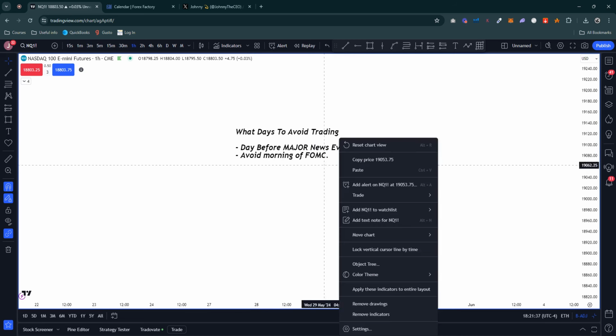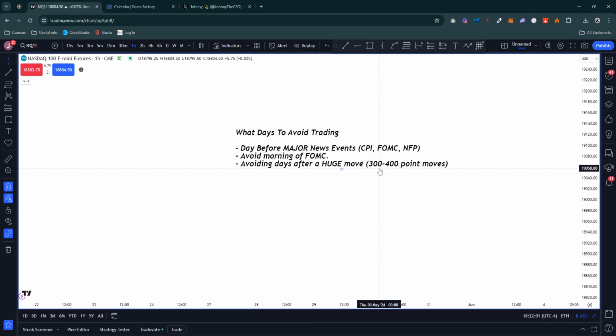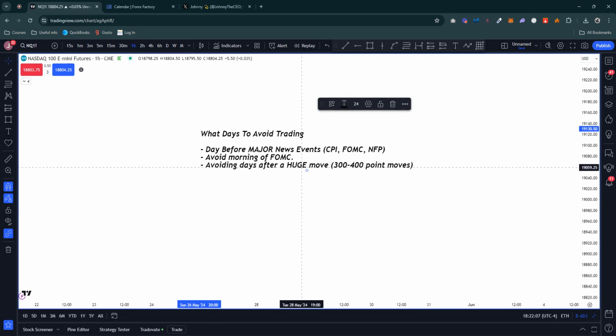Let me add to this here. Another one is avoiding days after a huge move. I'm talking about a 300, 400 point move on NASDAQ and such. Usually if NASDAQ is moving 300, 400 points, ES and YM are going to do the same. So I would avoid days after a huge move.